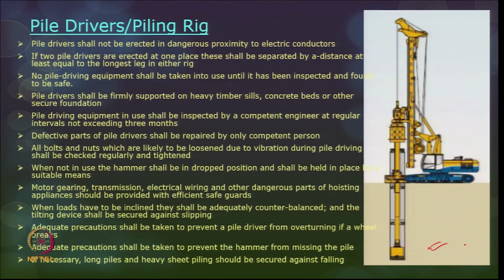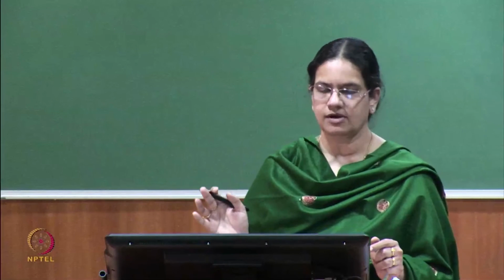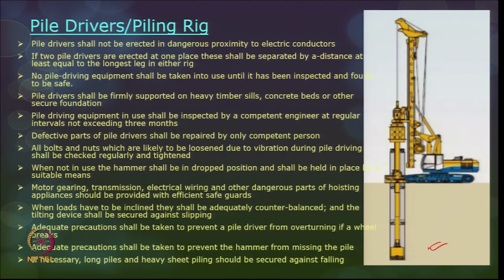Pile drivers should not be erected in dangerous proximity, primarily close to electric conductors, because most of these parts are made of galvanized steel. You may have electric shocks and electrocution may happen. So, you have to be very careful that it is not in the close vicinity of electric power cables. Adequate clearances should be maintained when you are doing a pile driving operation. If two pile drivers are erected at one place close to each other, they should be separated by a distance at least equal to the longest leg of either rig.